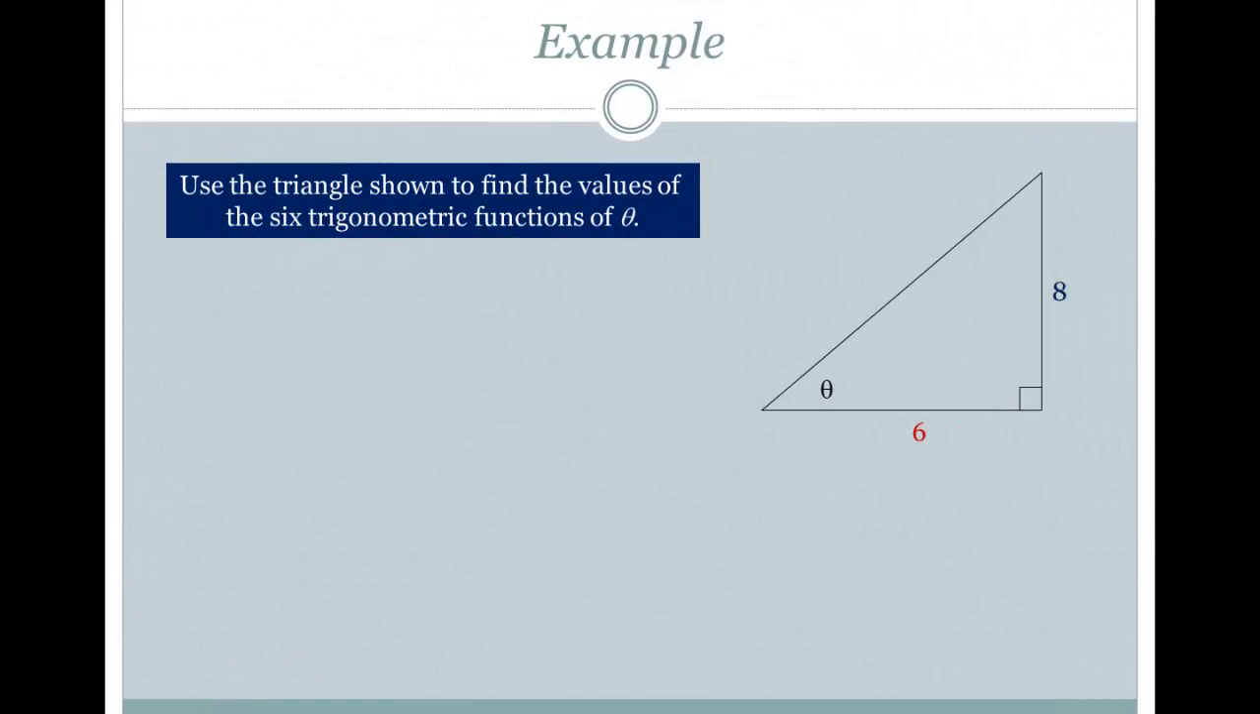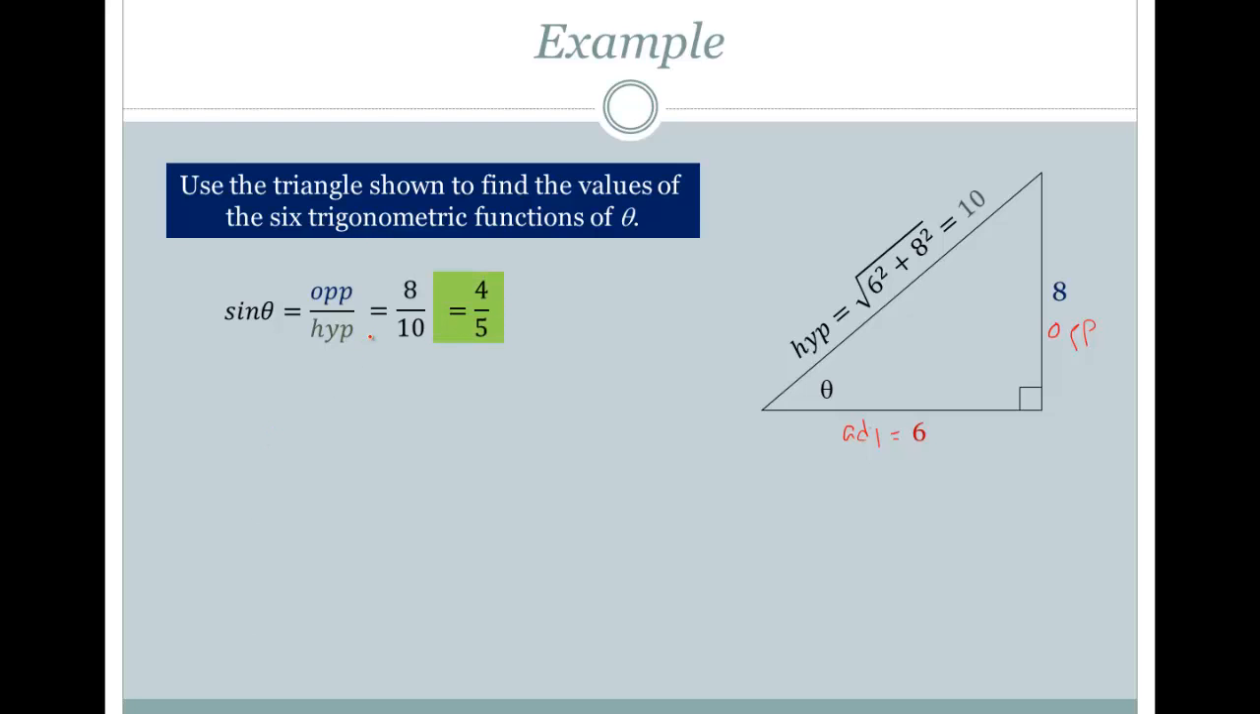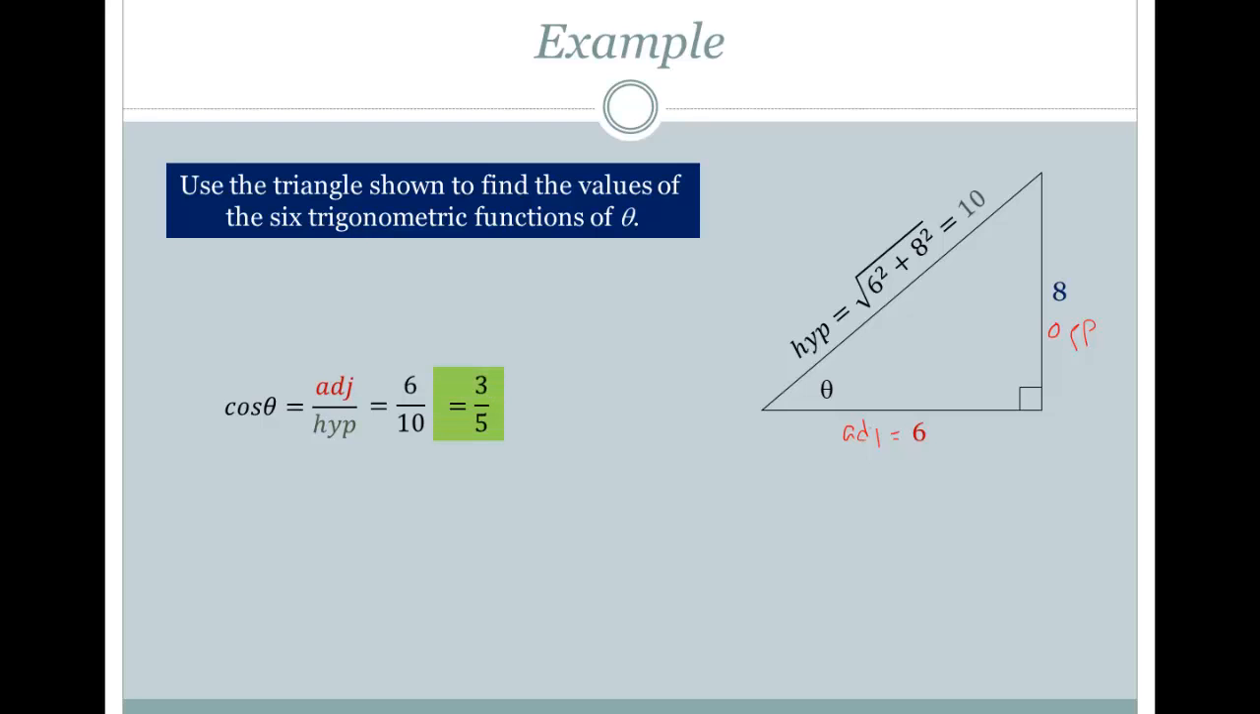Let's do a little bit of practice here. There are my three sides. Down here, the 6 would be my adjacent side, and this would be my opposite side over here. Let's look at the 6 different trig functions. Sine theta is opposite over hypotenuse, which should be 8 over 10, or 4/5. Cosine is adjacent over hypotenuse, or 6 over 10. We'll reduce that to 3 over 5.